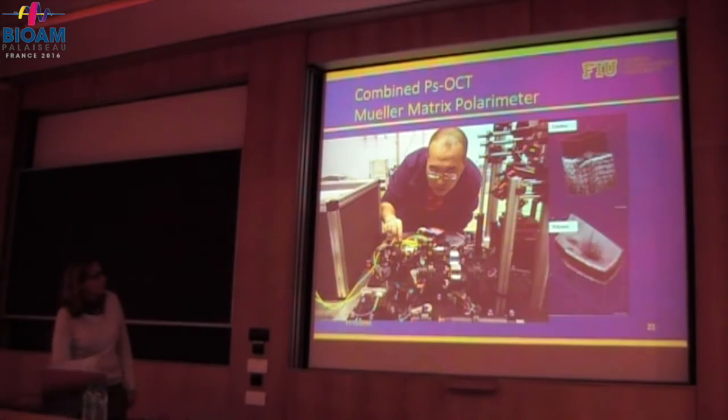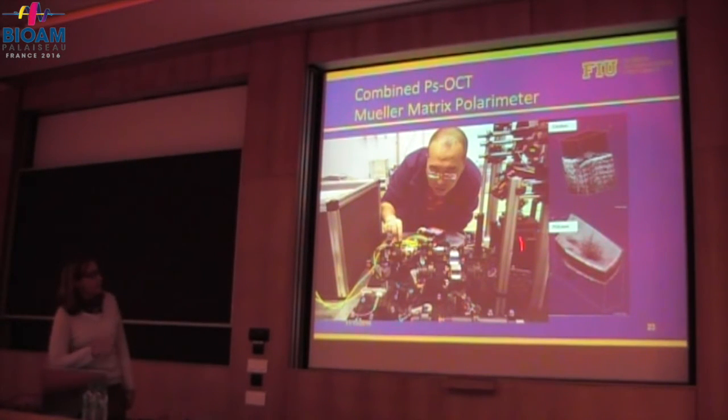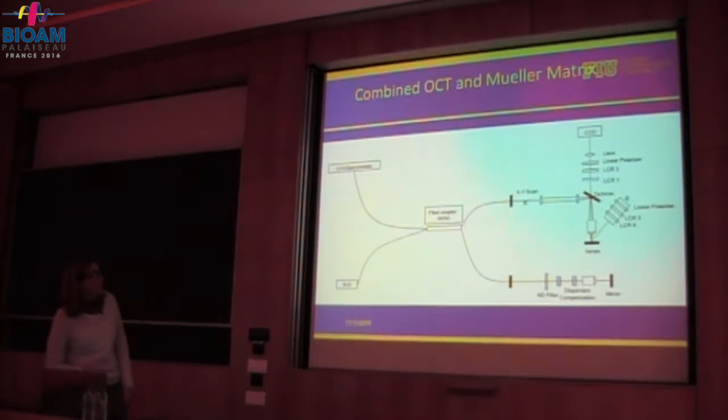This system is actually free space, so it has all the inconvenience of a free space system, but it can also be switched into unpolarized, fiber-coupled OCT. We just need to couple, again, the splitter and the fiber bundle to the same optical path and the PS-OCT, and we can get unpolarized OCT co-registered to mirror matrix polarimetry.